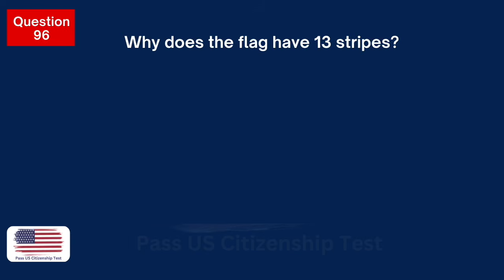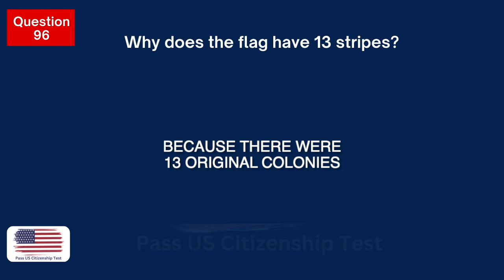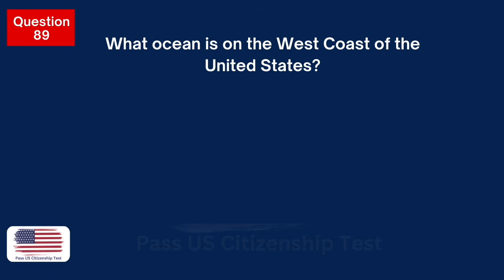Why does the flag have 13 stripes? Because there were 13 original colonies. What ocean is on the west coast of the United States? Pacific Ocean.